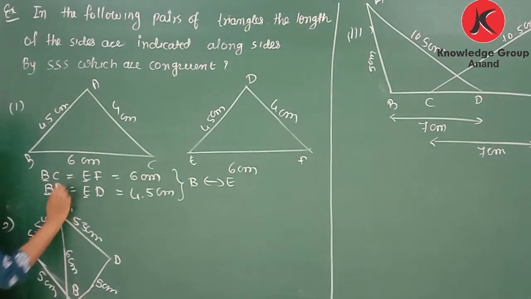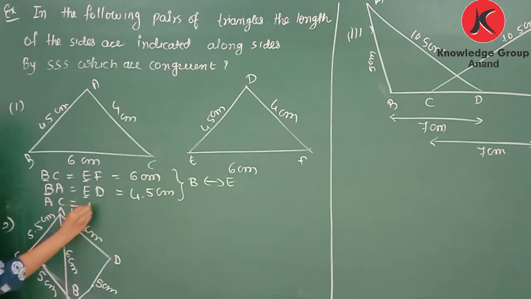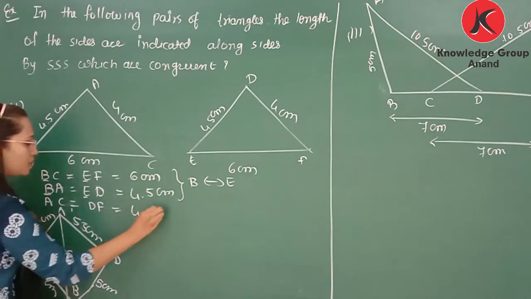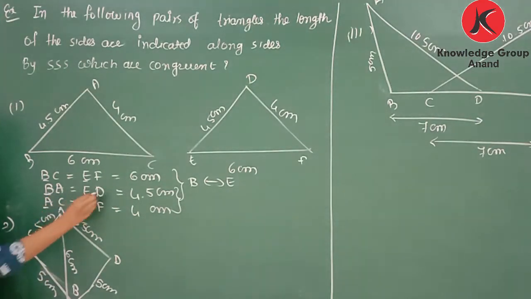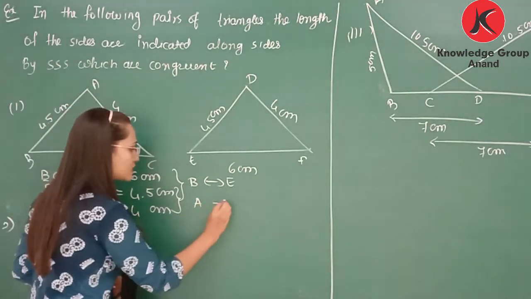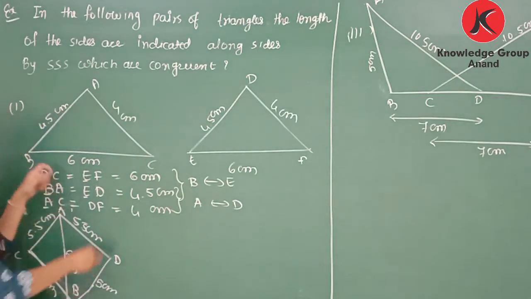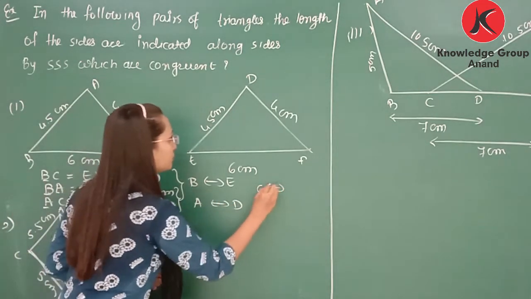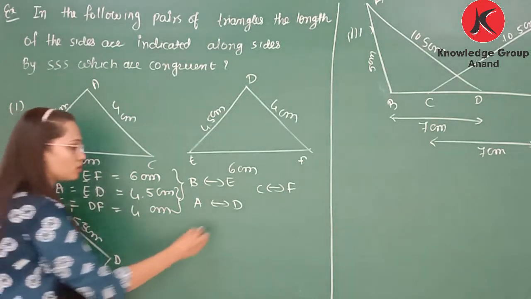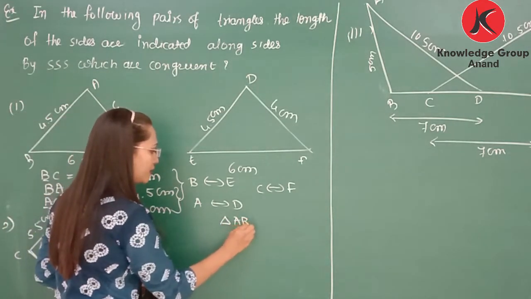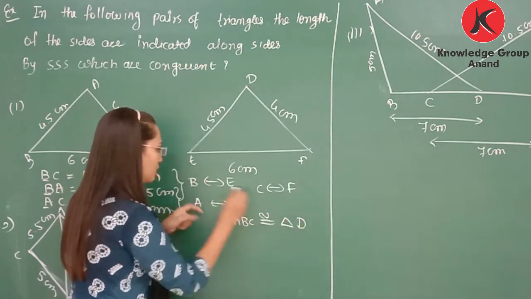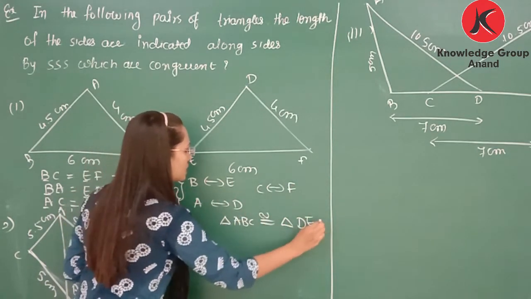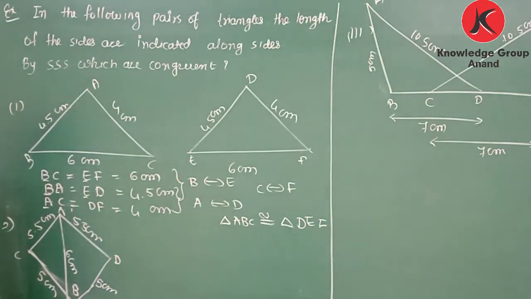Now the third pair: AC = DF = 4 cm. Now consider these two pairs. Here A is common and D is common, so we can write A corresponds to D, and the remaining C will correspond to F. So in symbolic form we can write triangle ABC is congruent to triangle DEF, where A corresponds to D, B corresponds to E, and C corresponds to F. So DEF. Clear?